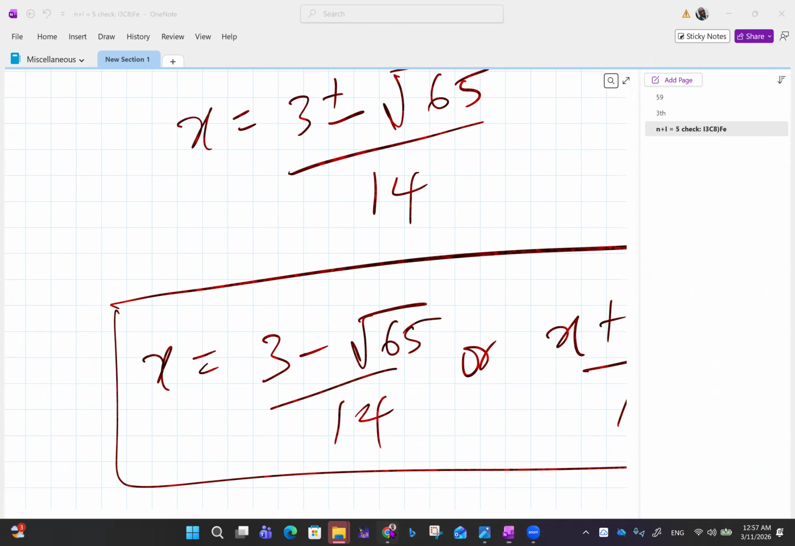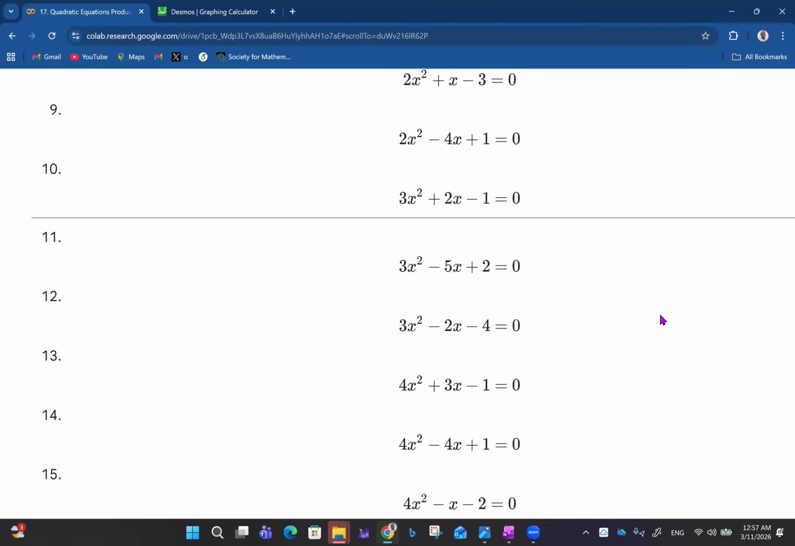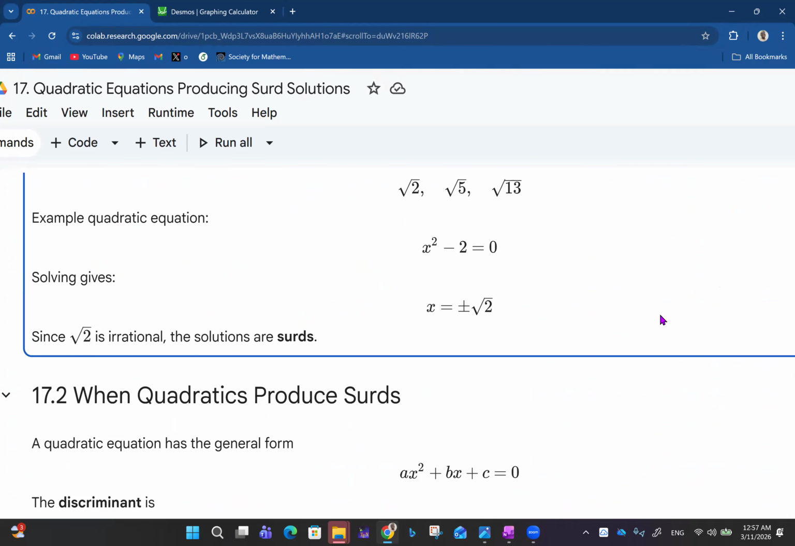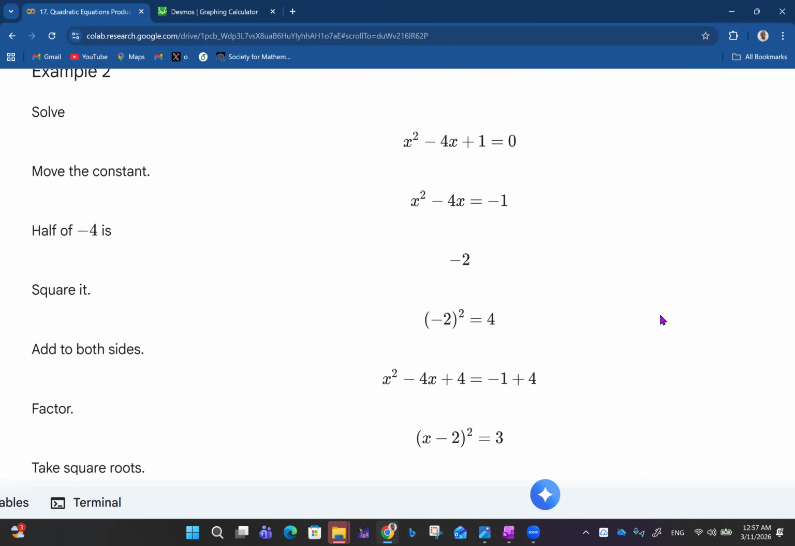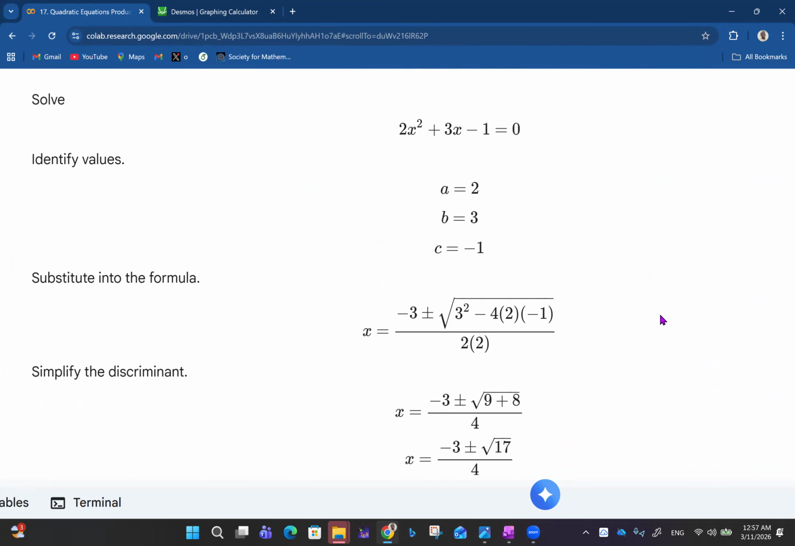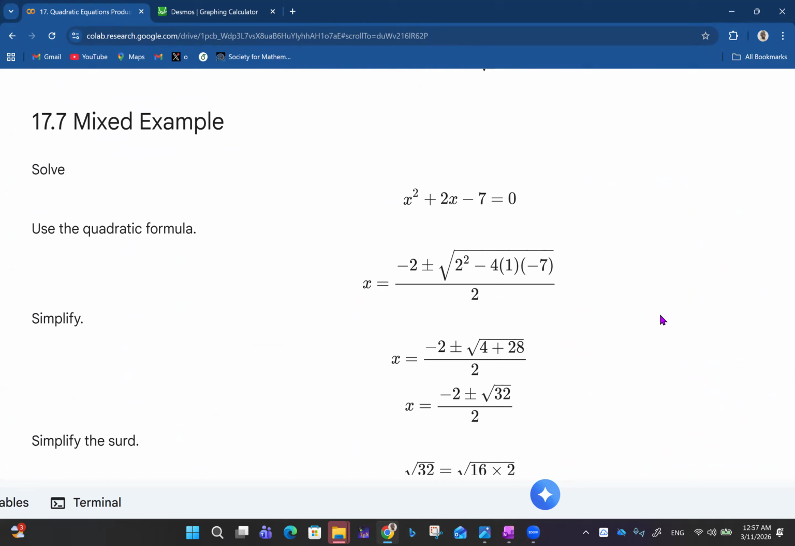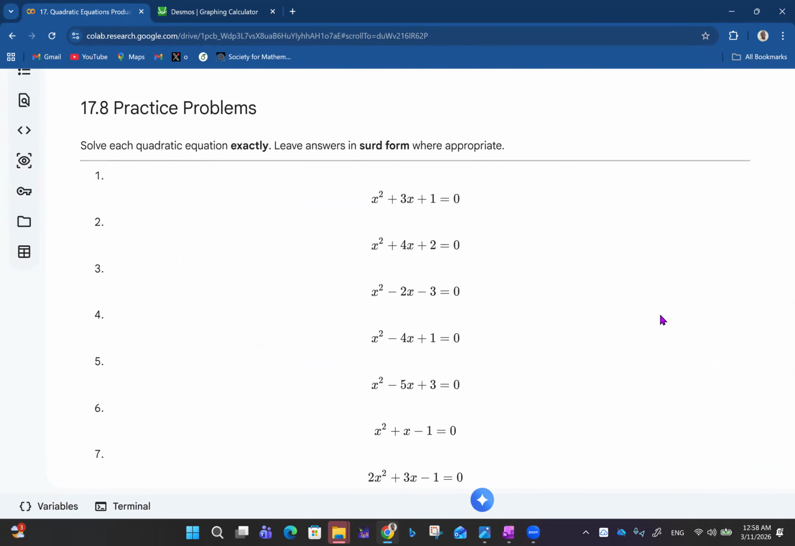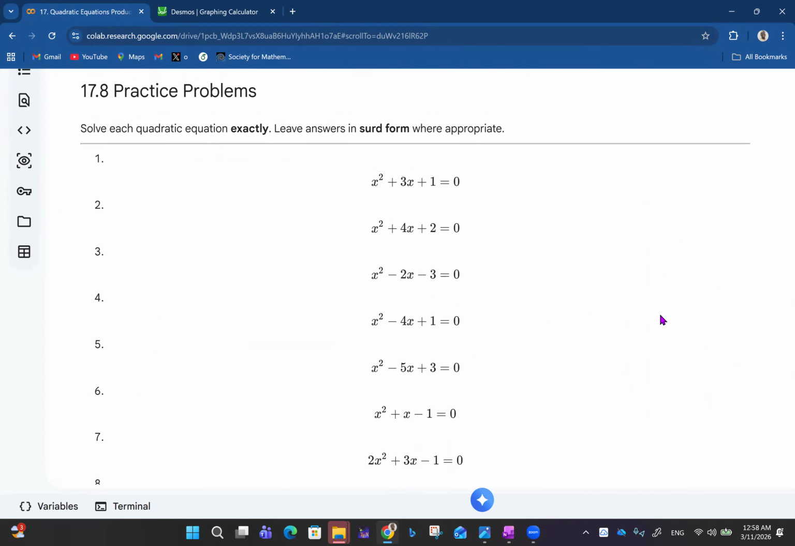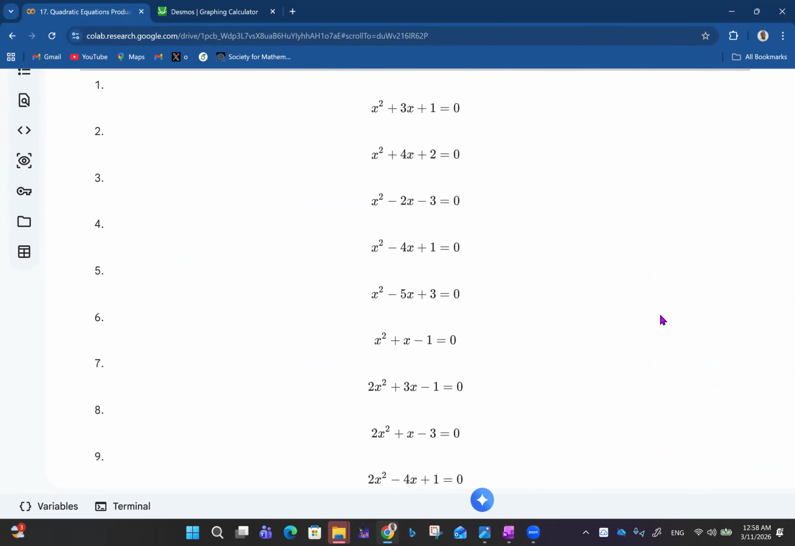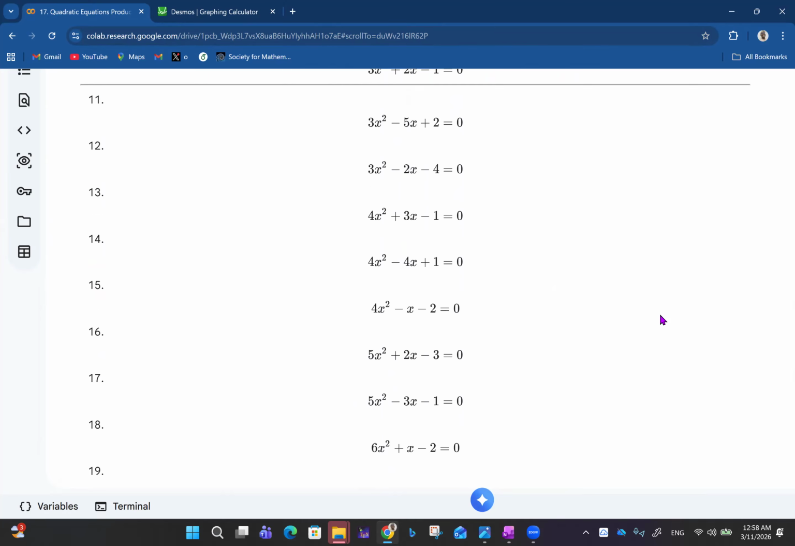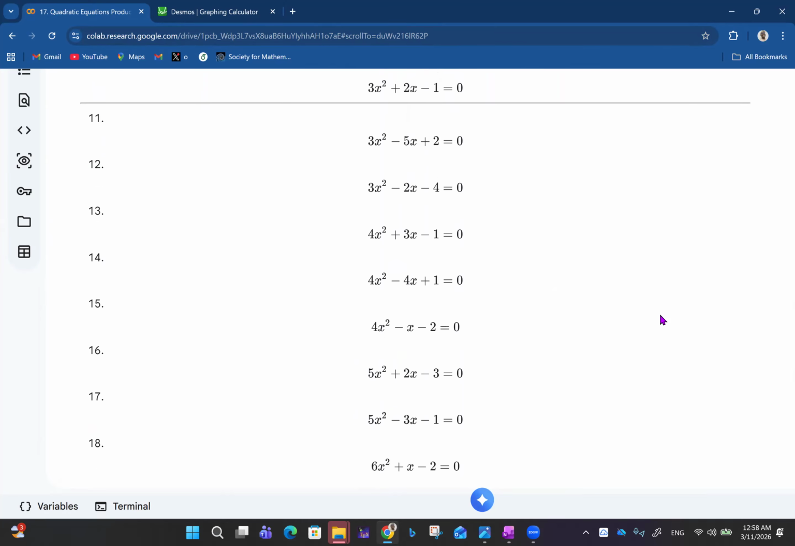So with this, I believe we have come to the end of this interesting video about quadratic equations producing surd solutions. So be sure to try your hands on the practice problems. I've done a number of them. I've done 3 out of them. So try your hands on the practice problems so you can be sure you really get the gist.